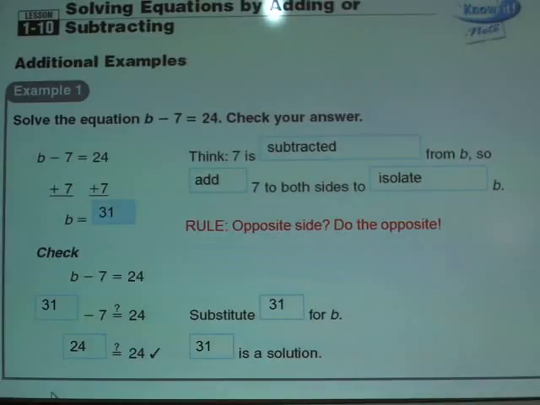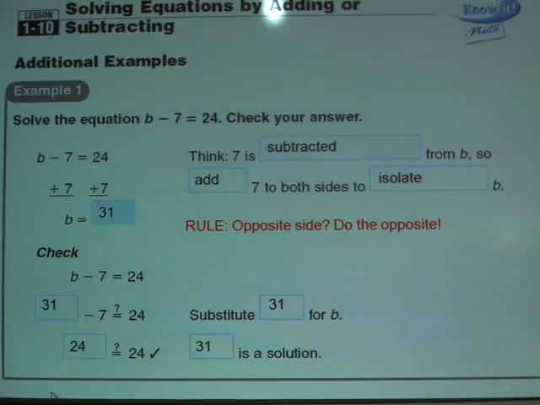All right, so let's go ahead and take a look at the first one here, where they're asking us to solve the equation b minus 7 equals 24. Okay, so there's lots of different ways you can solve equations. Go and look at different books, you'll see different things, but we're going to employ some pretty simple techniques here.